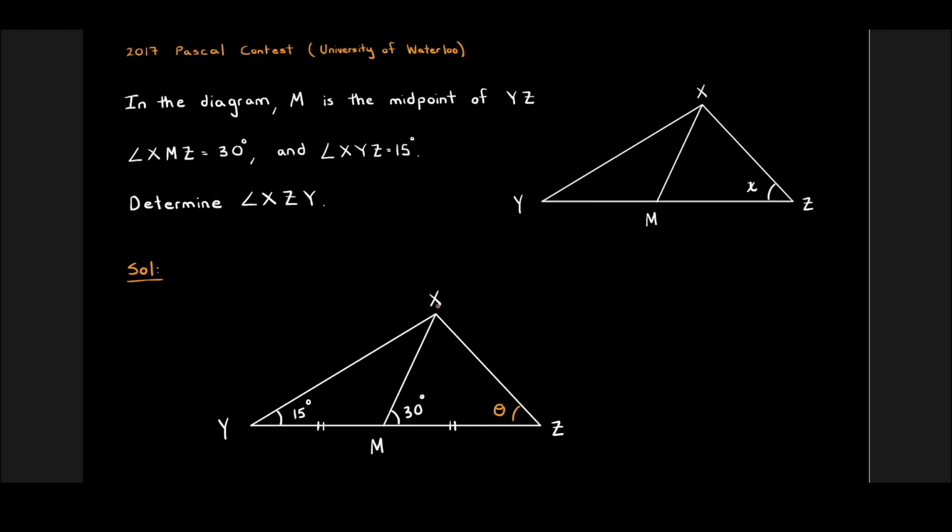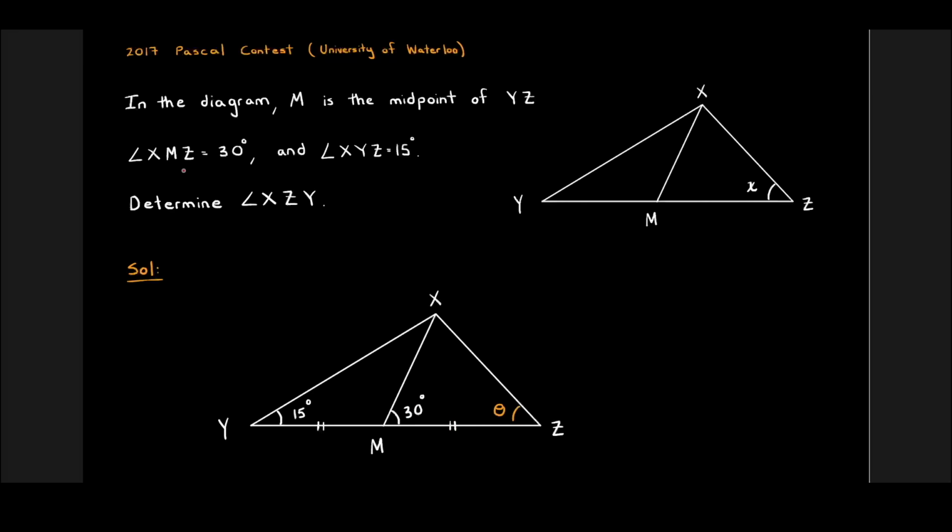The problem statement says that we're given a triangle XYZ. We're also given that M happens to be the midpoint of the segment YZ. What is the midpoint? Well, the midpoint just cuts a line segment in half. That is, YM should be the same length as MZ, right? The midpoint cuts it in half.